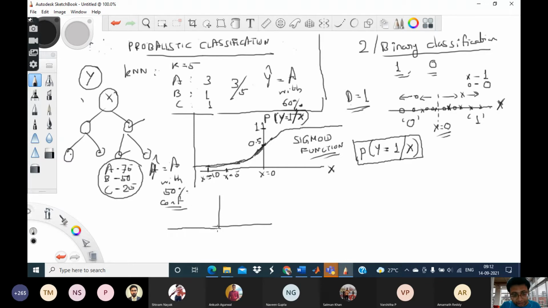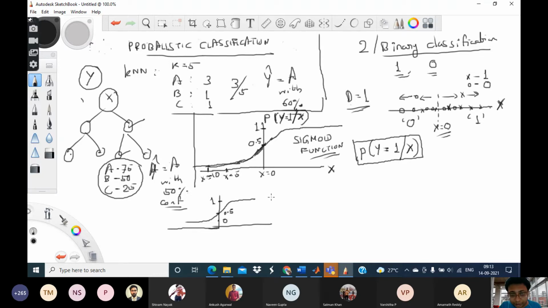We may be tempted to approximate this curve using the sigmoid function, like this. Sorry, that's not a good drawing. Let me write a bit better. If you plot the sigmoid function, this is roughly what its curve looks like. Here you can see that it lies between 1 and 0. This is, let's say, 0 and this is 0.5.